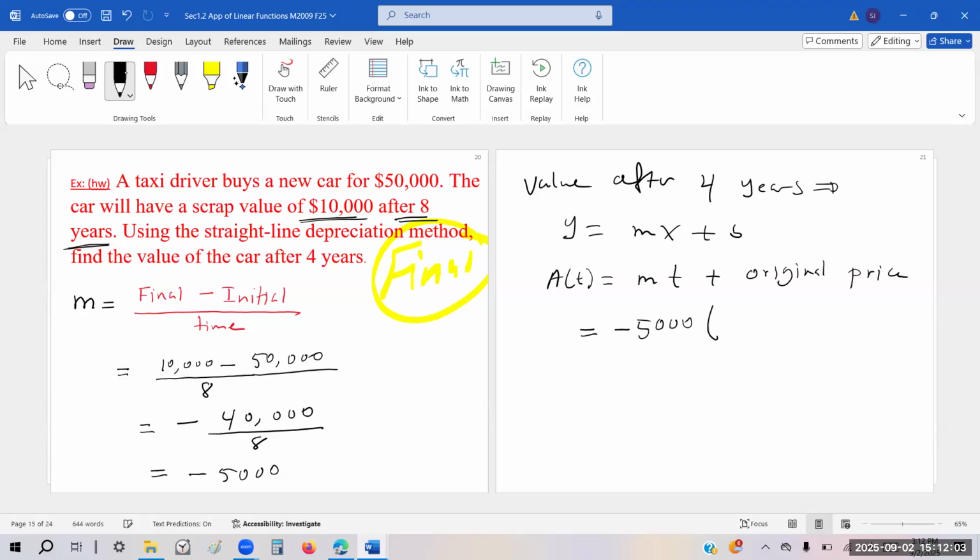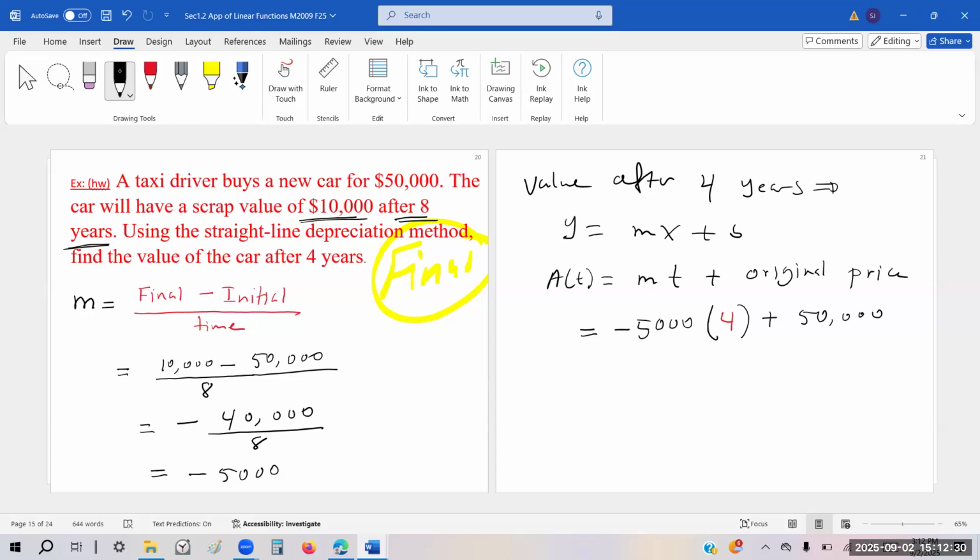And we want to see after 4 years how much is left. And our original price is 50,000. So this is what you do if you do it mathematically. But if you use logic, it's simple. Per year, you're losing 5,000. So in 4 years, you're going to lose 20,000. So from 50,000, if you lose 20,000, how much is the price?